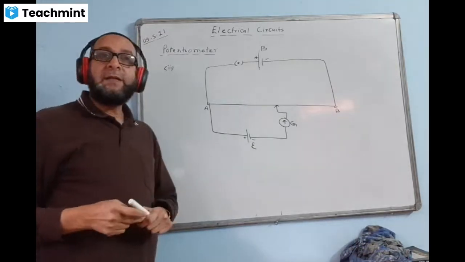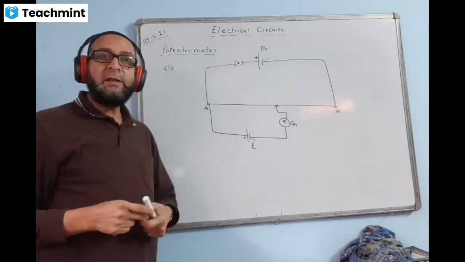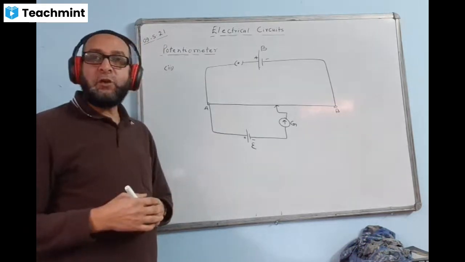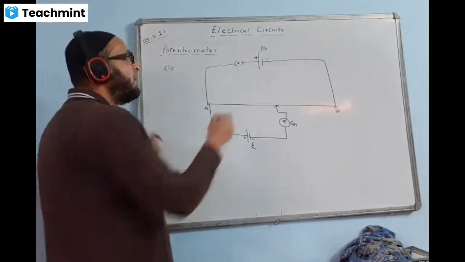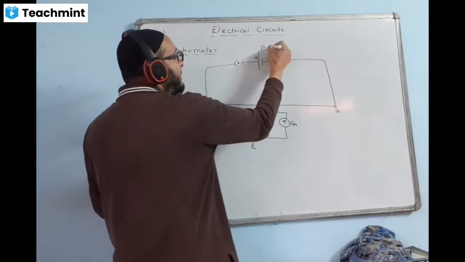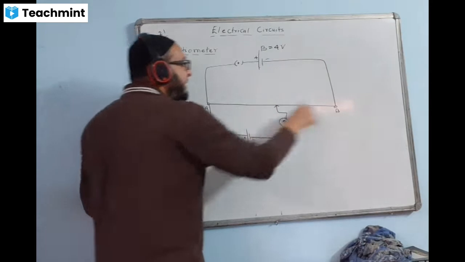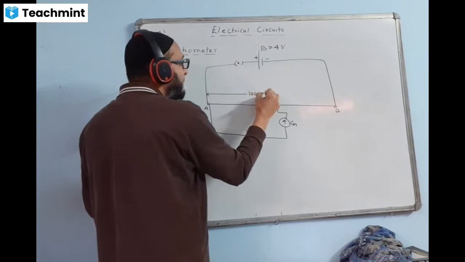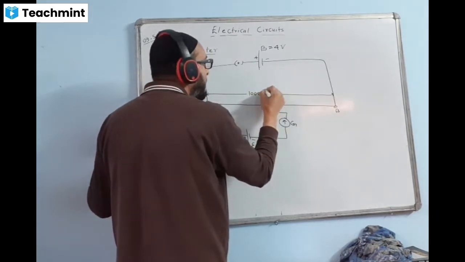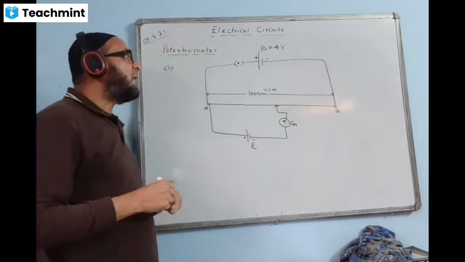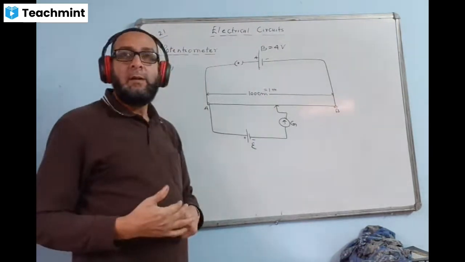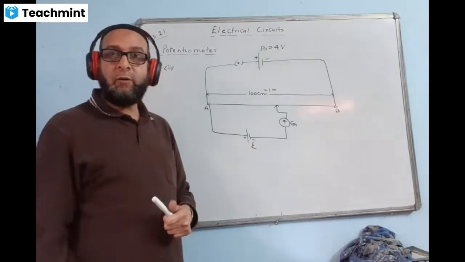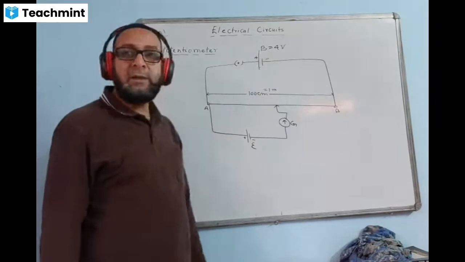Then the second principle is the principle of potential gradient. Potential gradient means the ratio of voltage per unit length of this wire, the V by L ratio. So I just give one example. Suppose the voltage of this battery is say 4 volts, and the whole wire is 100 centimeter long. 100 centimeter is the same as 1 meter. What is the potential gradient of the wire? We say 4 by 1, 4 divided by 1. The potential gradient value will come 4 volt per meter. The unit is 4 volt per meter.